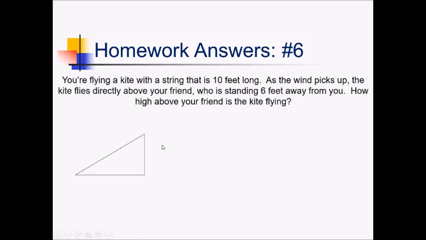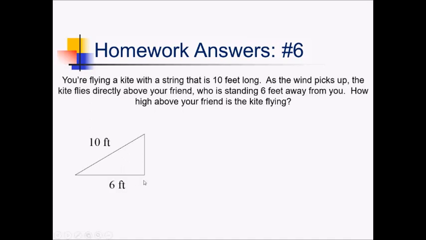So let's draw a triangle. And so let's say that you're over here, your friend is over here, and the kite is up in the air right here. They said that our string was 10 feet long. So we're going to label parts of this triangle now. That means that this side of the triangle between you and the kite is 10 feet long. And they said your friend is standing 6 feet away from you. So that's going to be 6 feet on the ground right here.